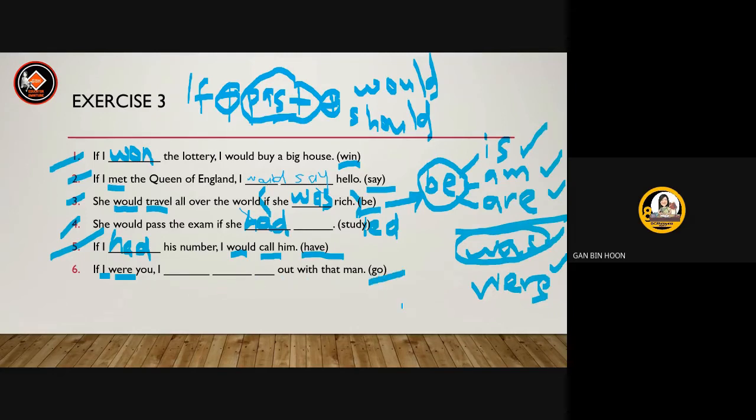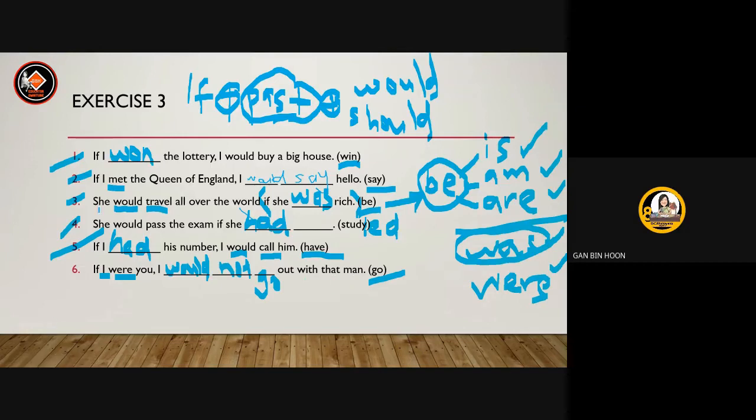Go. So what's the answer? It could be negative, right? If I were you, I dash out with that man. Would not. Okay, good. I would not. Tidak akan berlaku, right? So I would not go out, right? If I were you, I would not go out with that man.